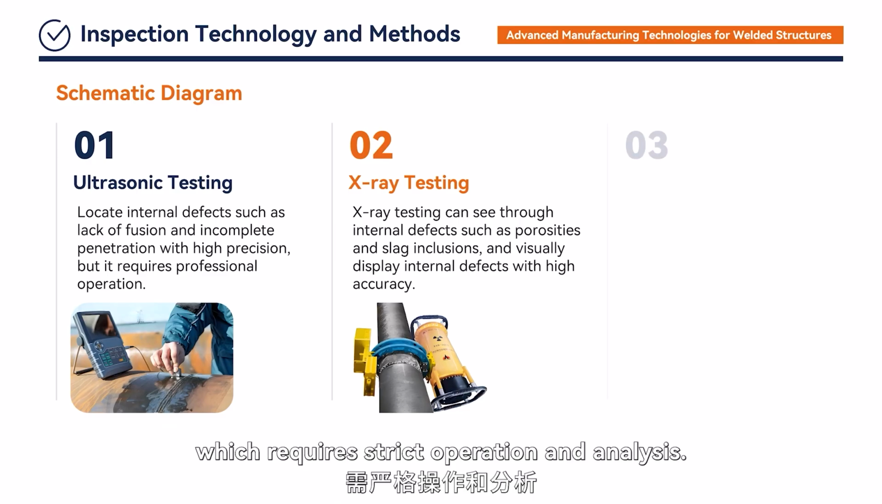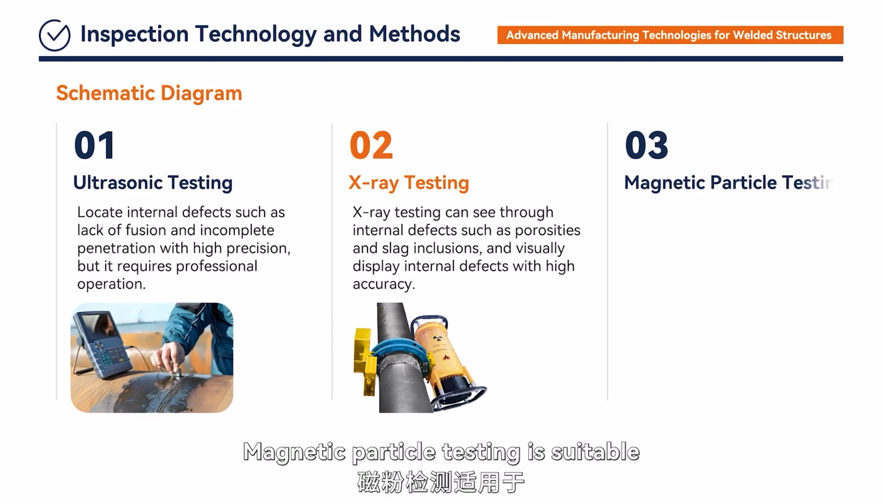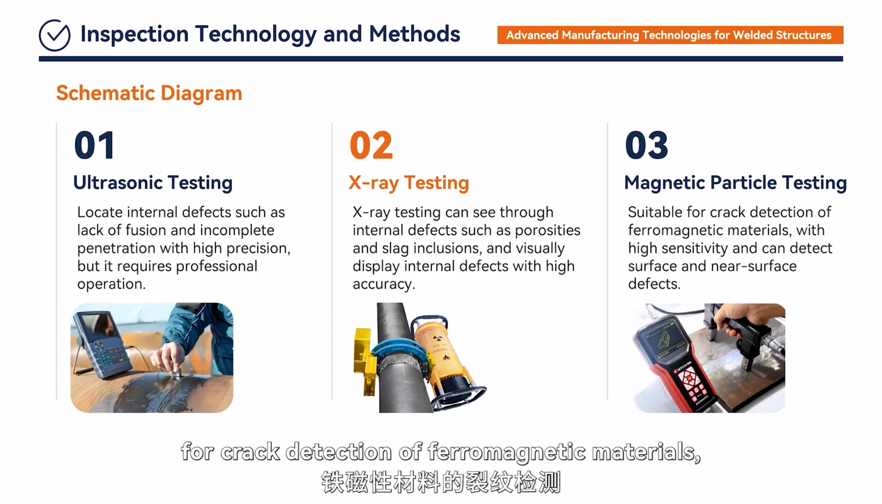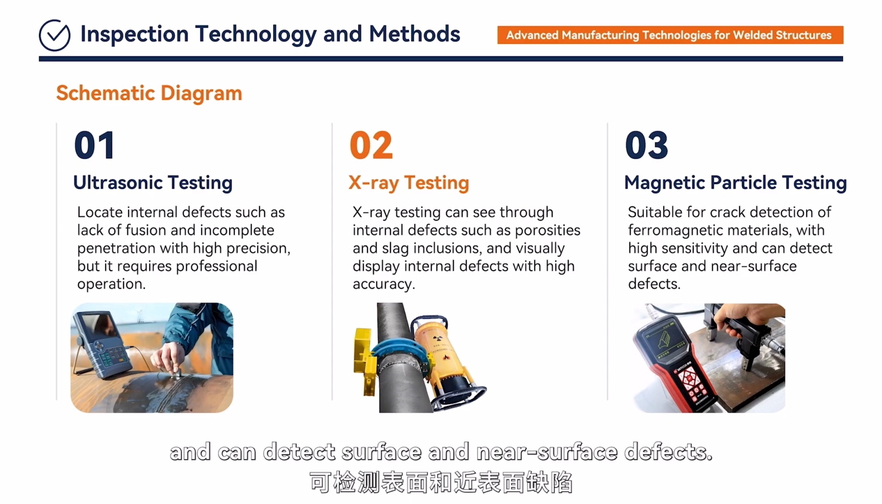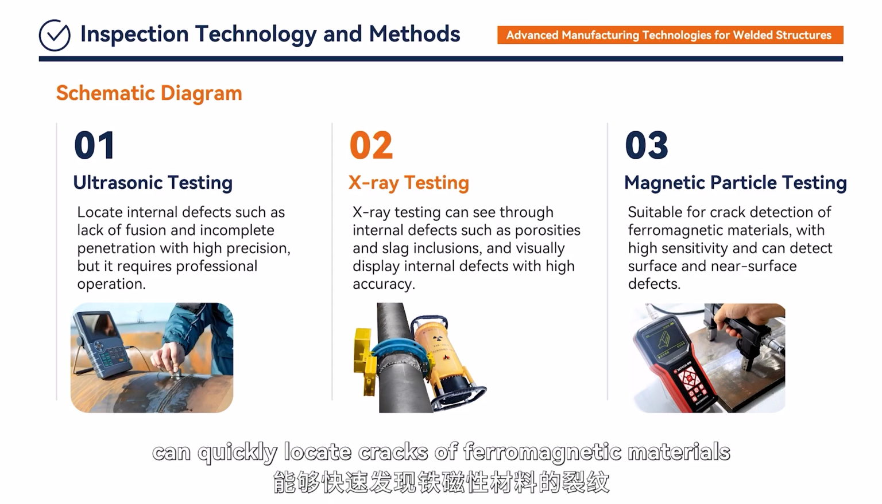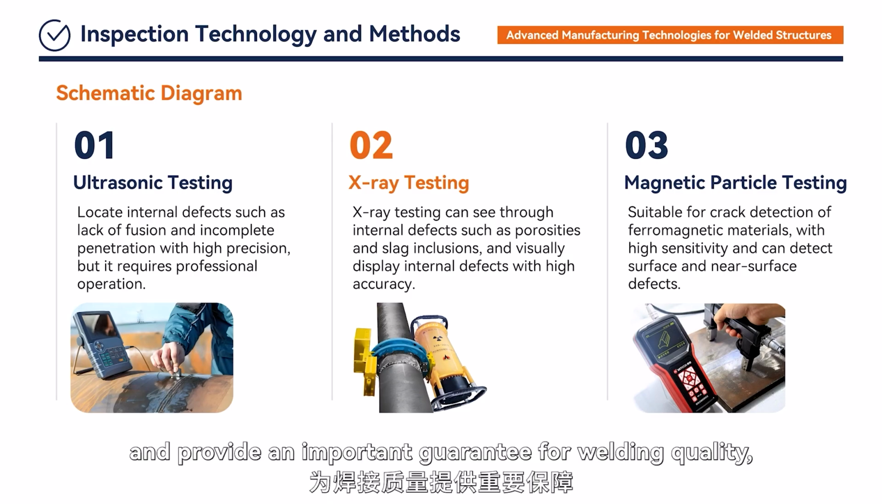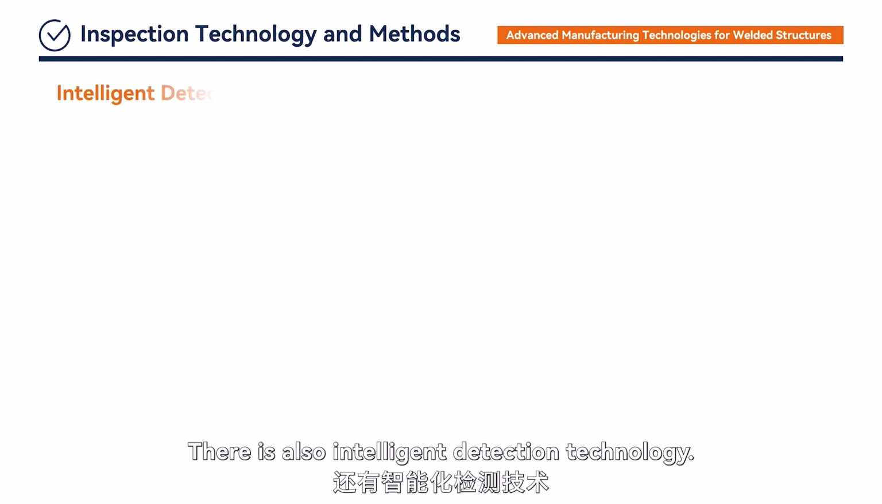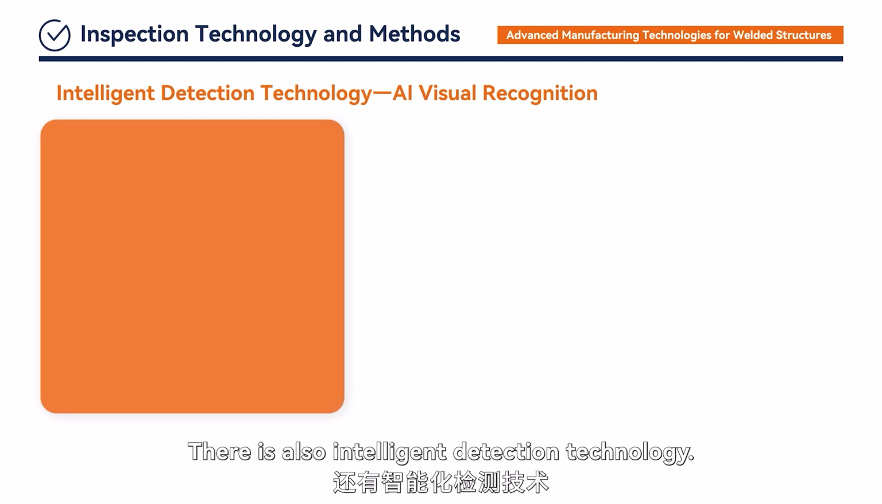X-ray testing can provide accurate assessment of welding quality, which requires strict operation and analysis. Magnetic particle testing is suitable for crack detection of ferromagnetic materials, with high sensitivity, and can detect surface and near-surface defects. Magnetic particle testing can quickly locate cracks of ferromagnetic materials and provide an important guarantee for welding quality, which requires professional operation and analysis. There is also intelligent detection technology.